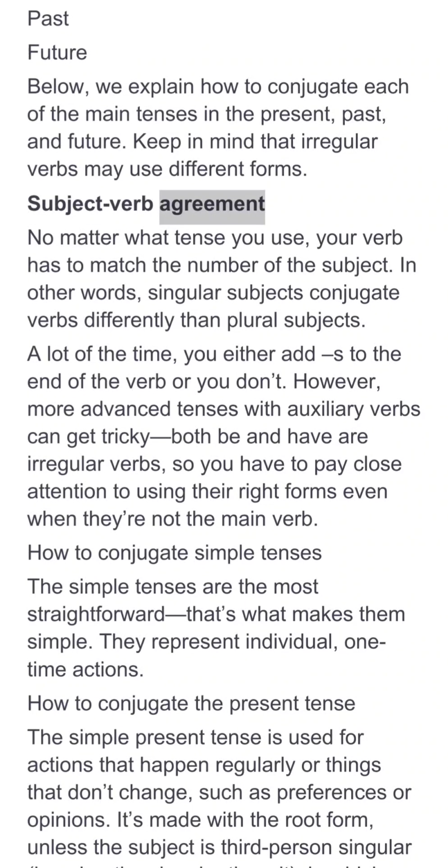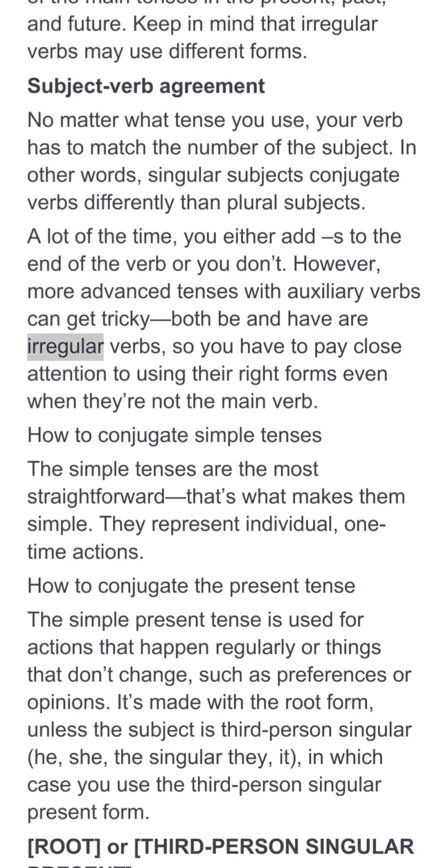Subject-verb agreement. No matter what tense you use, your verb has to match the number of the subject. In other words, singular subjects conjugate verbs differently than plural subjects. A lot of the time, you either add s to the end of the verb or you don't. However, more advanced tenses with auxiliary verbs can get tricky. Both be and have are irregular verbs, so you have to pay close attention to using their right forms even when they're not the main verb.